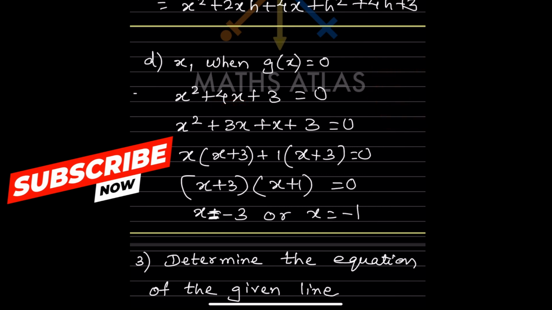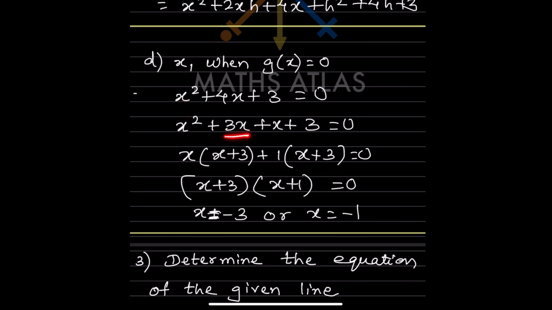So you can write here, this x square we will write as it is, 3x plus x, and here the coefficient is 1. Usually we don't write 1. So this is going to be 4x, and this plus as it is. So what will you do now? We can see there are 4 terms, so we'll take 2 terms. This will be one part. The other part is this one.